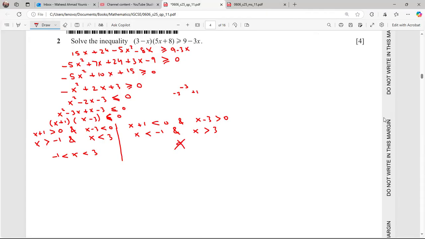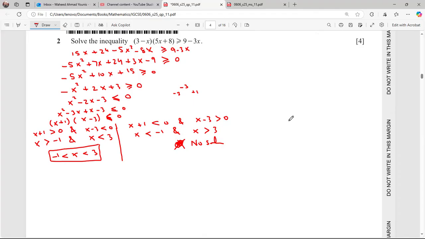Okay, so let me write it, no solution. So my solution basically is this one, that x has to be between minus 1 and 3. I hope this is clear. Okay, let me show this thing graphically, just for your understanding.